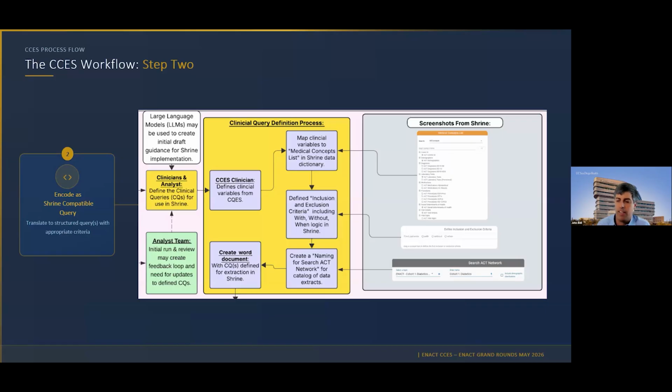So basically, we come up with a naming criteria to figure out how we put these different queries into the Shrine to be able to figure out what we're asking with each query. And then we create a Word document with all that information. And we've also often sent that to our statistical team so they can take a quick look at this, make sure that how we're going to these group of queries that we've developed is going to be something that they're going to be able to analyze appropriately with their statistical modeling.